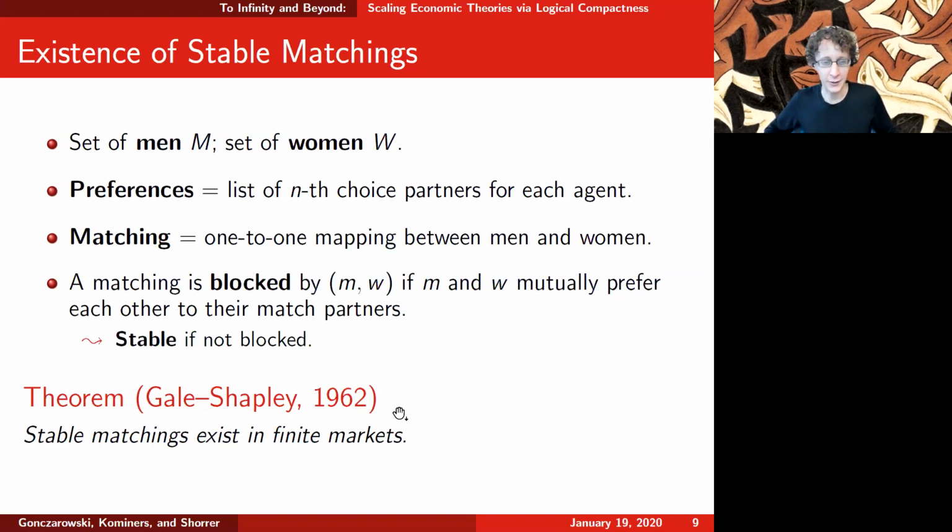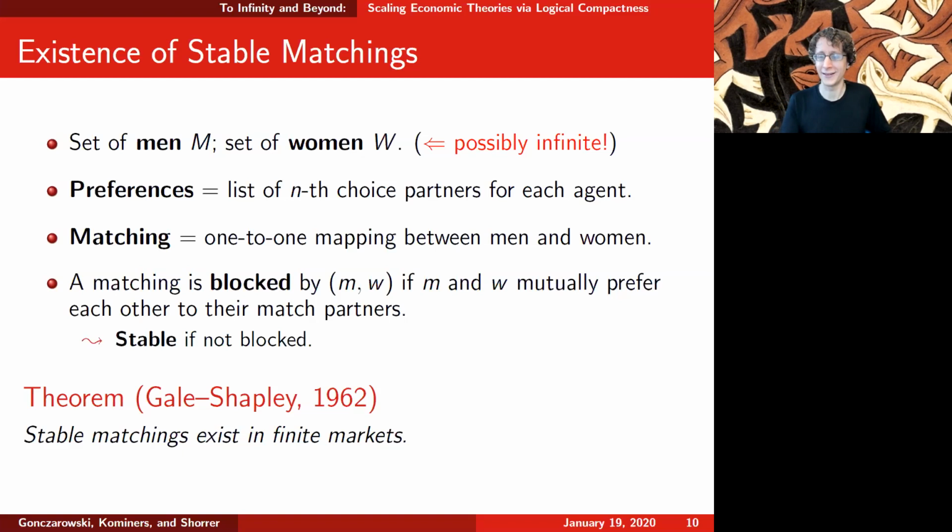All right. As we've already seen, there's a small subtlety in the way this is written down. Usually preferences are a strict ranking of the agents on the other side of the market. You were a little bit more casual. The reason for the formality is that we want to set this up so that the set of men and women can potentially be infinite.